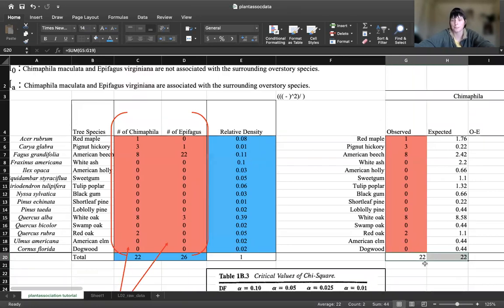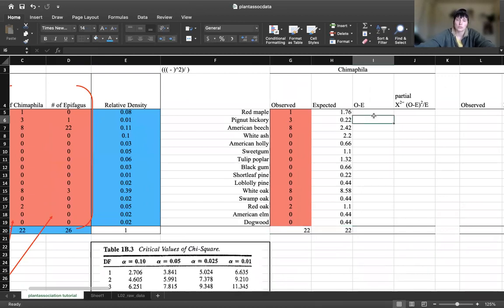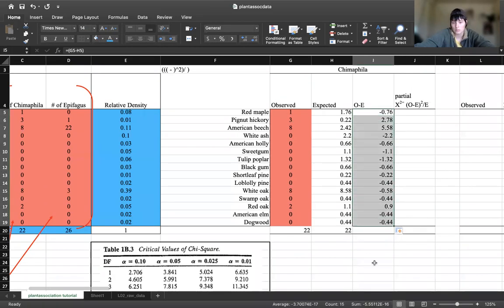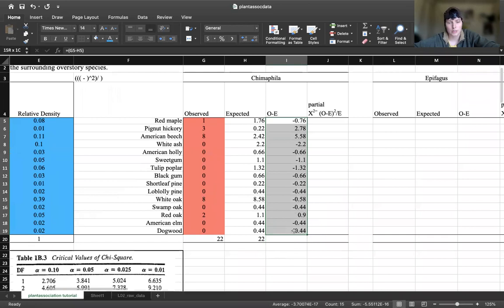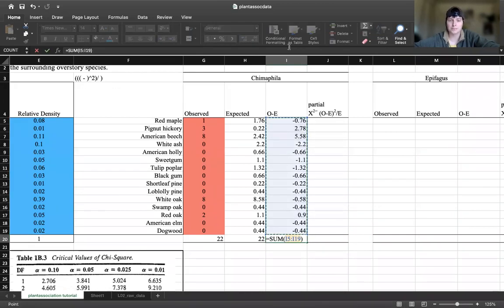These two values should be the same. So just as it looks like, you subtract the expected from the observed value. And we're going to take the positive values of all of these. Sorry, we're going to leave these values alone. Just sum this column.